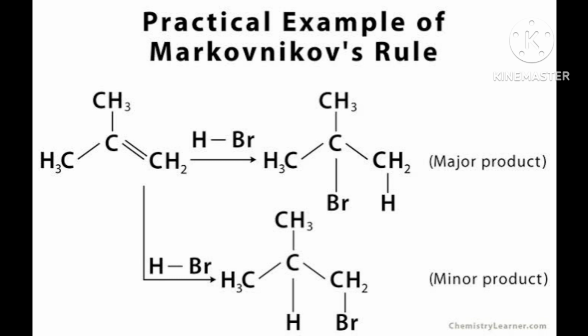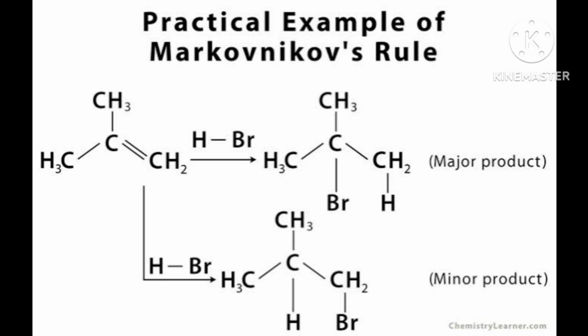CH3, now CH became CHBr: the bromide ion attached to the second carbon, and hydrogen went to the first carbon. Now it became CH3 CHBr CH3, that is called 2-bromopropane. Carbon number 2 has bromine attached, that is what is called 2-bromopropane.